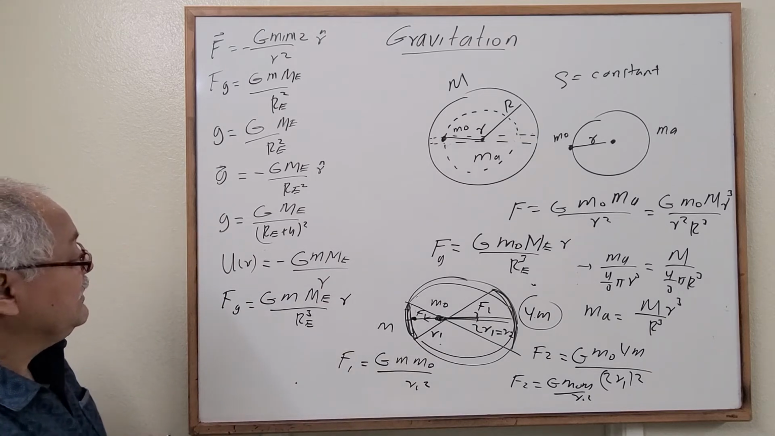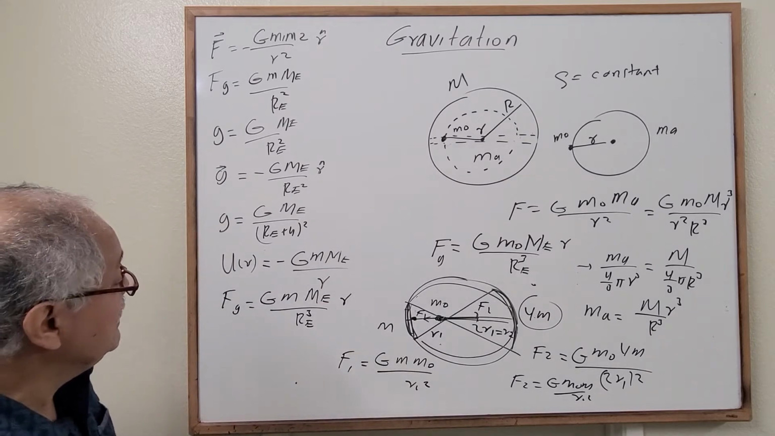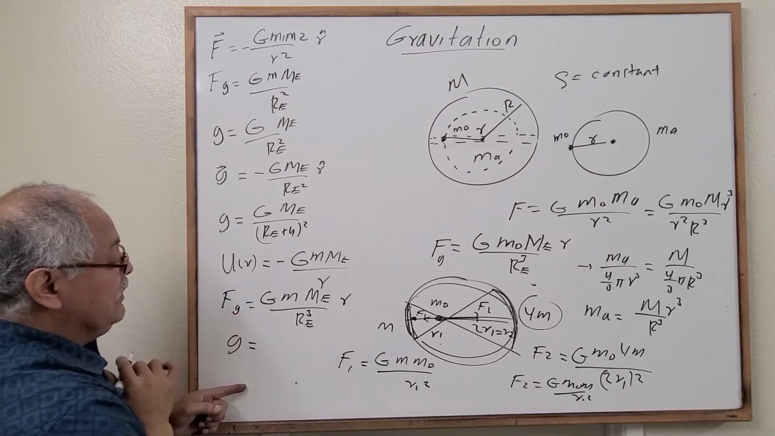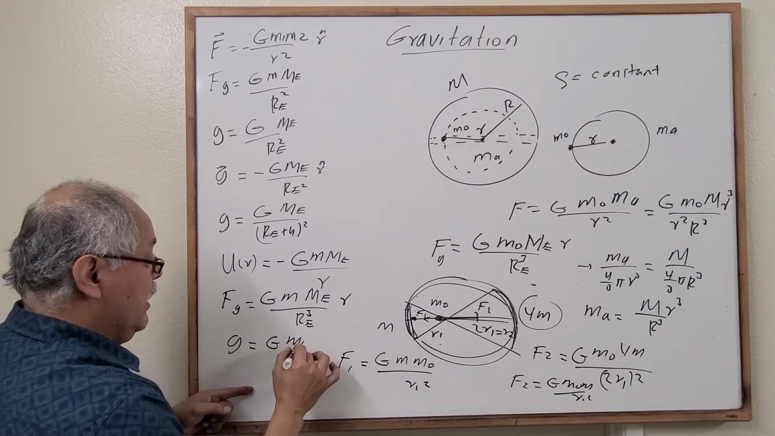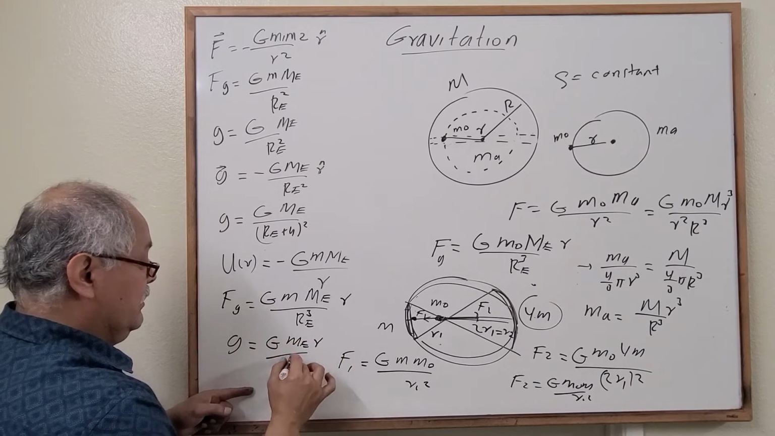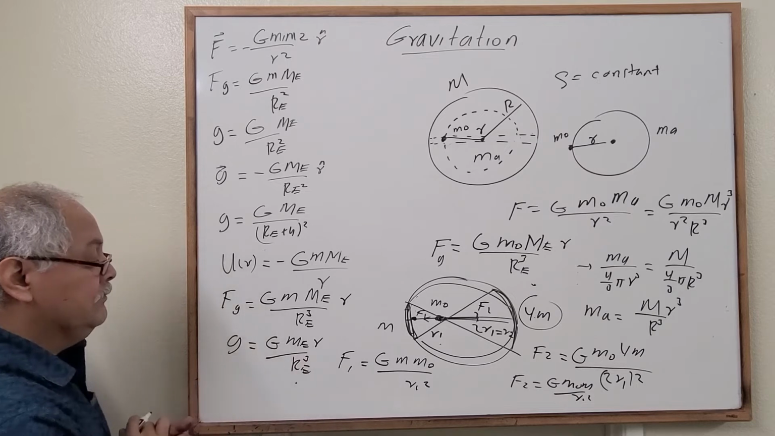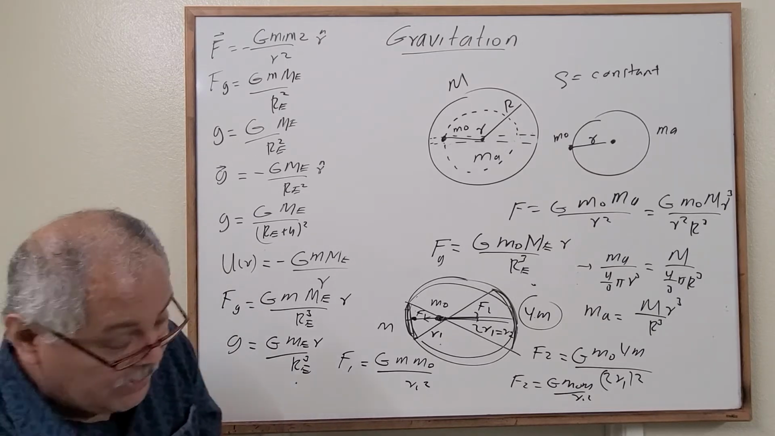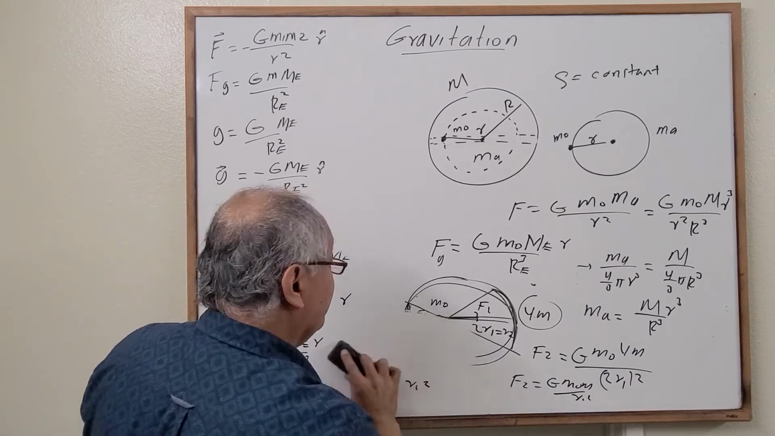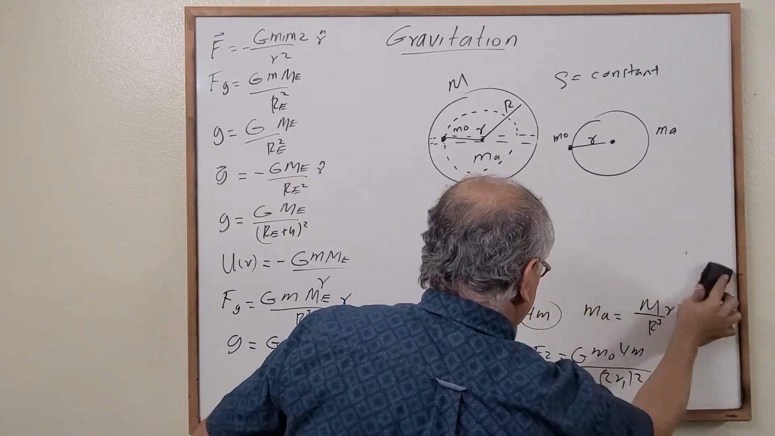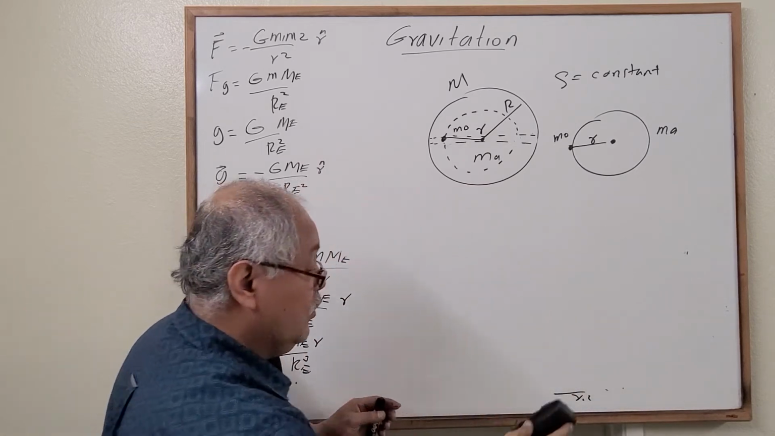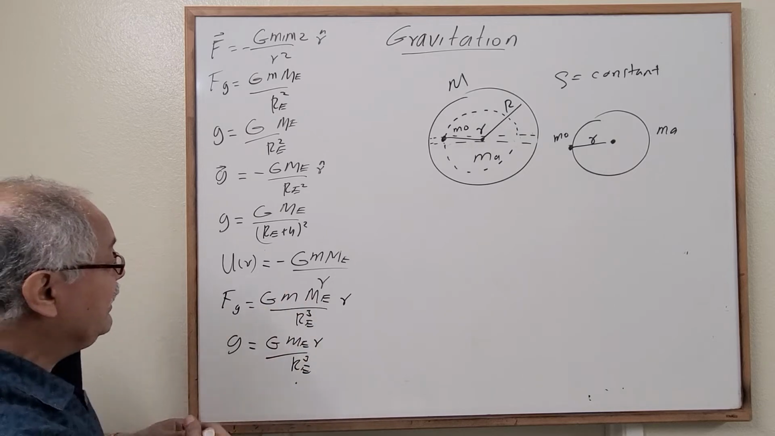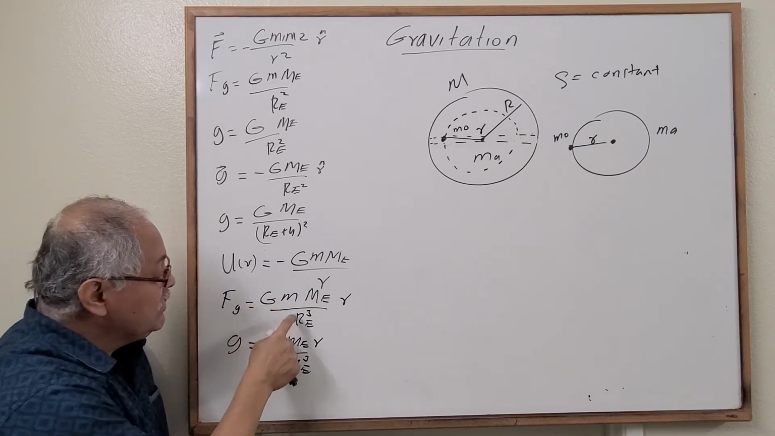Correct. The same thing happens to g. What should be g inside? Well, g inside is going to be, we cancel this one, G m, right? Mass of the Earth over the radius of the Earth cubed. Correct. Perfect. But look, what do we have right here? This quantity is constant.